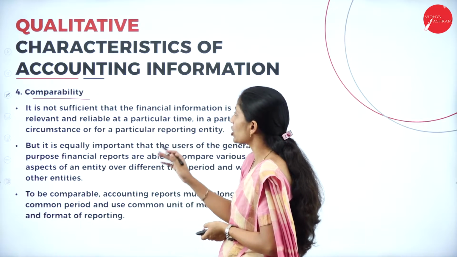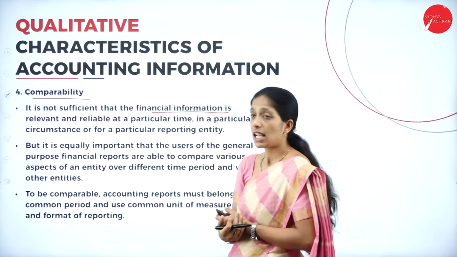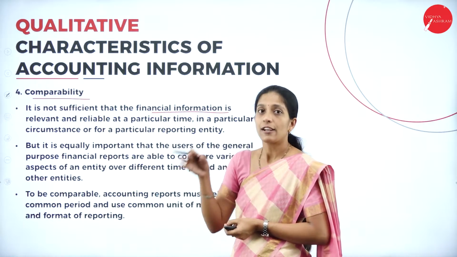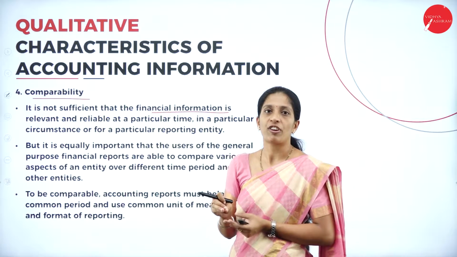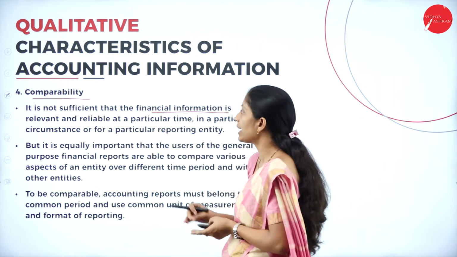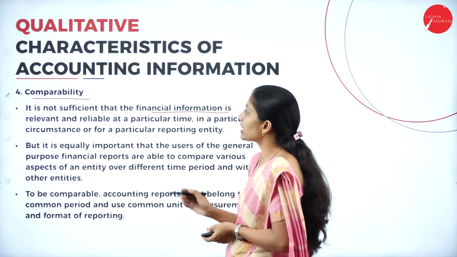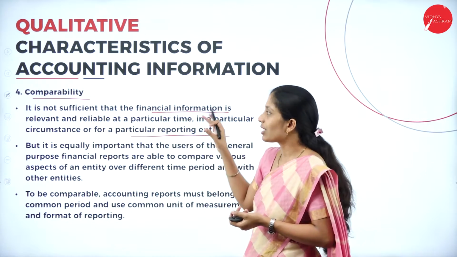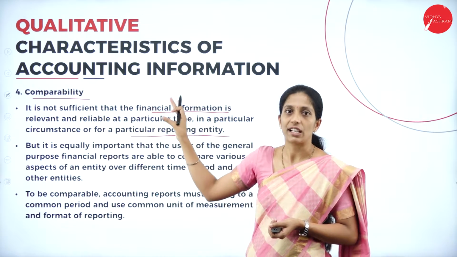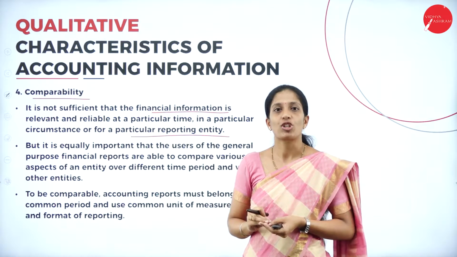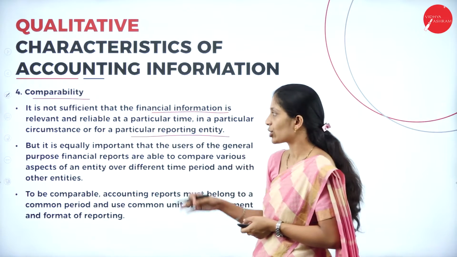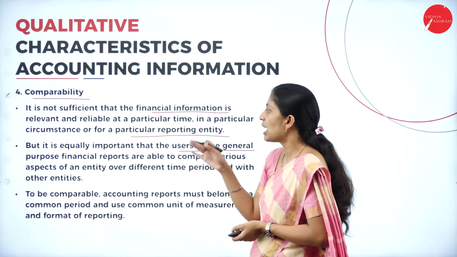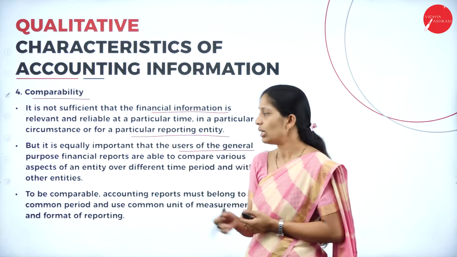So it is not sufficient that the financial information is relevant, available in time, and reliable, that is, the user has to depend on the information when the information is accurate at a particular time, in particular circumstances, or for a particular reporting entity. These are not the only characteristics of accounting information, but the accounting information should be comparable in nature. It is equally important that the users of the general purpose financial reports are able to compare.